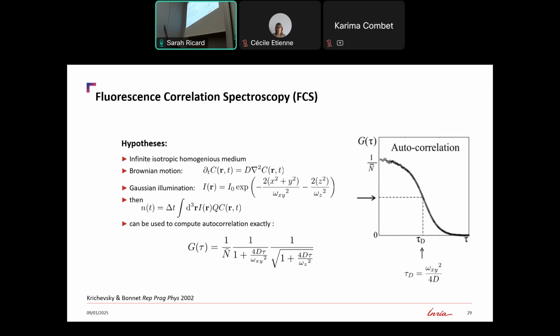The maximum value of G of tau gives you the inverse of the average number of molecules that you have in your sample, right? On average, because it's diffusion, so molecules go in and out. And if you look after a decrease of G of tau by a factor of 1 over 2, or 2 square root of 2, then you have this time tau d there, and tau d is just 1 over D, basically. So if you measure tau d, you measure D exactly. That's simple.